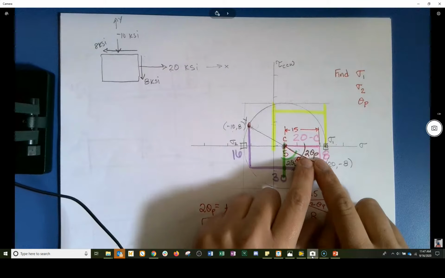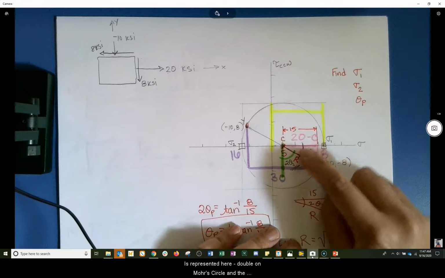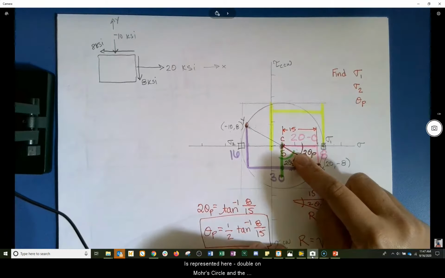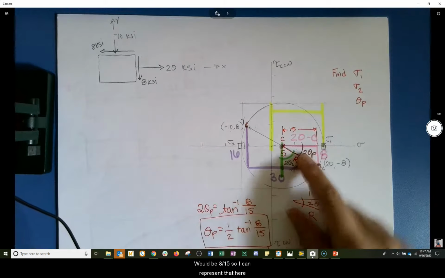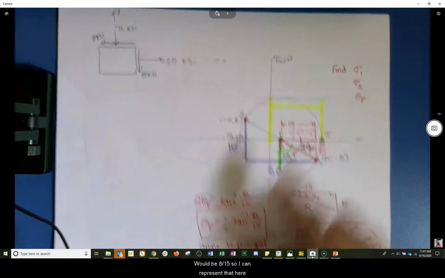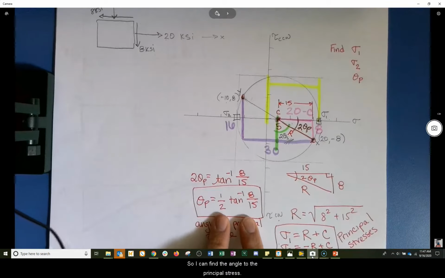My angle to the principal stress, theta p, is represented here doubled on Mohr's circle, and the tangent of that would be 8 over 15. So I can represent that here, and so I can find the angle to the principal stress plane.